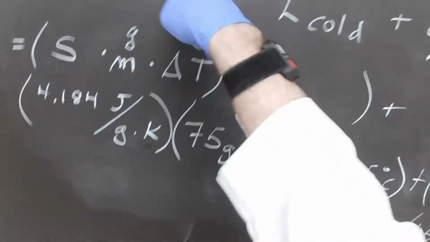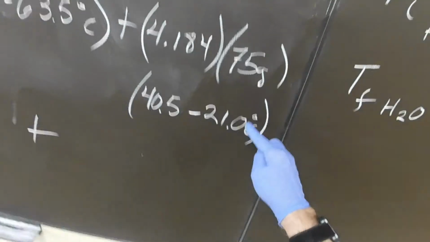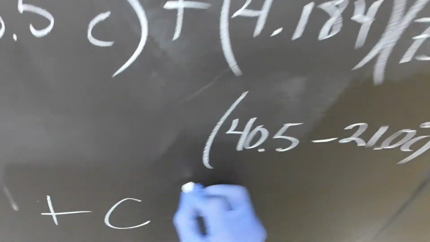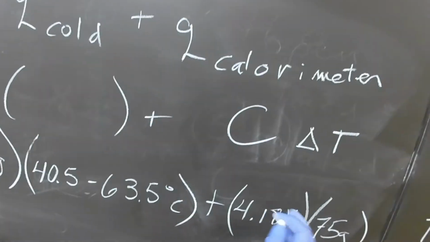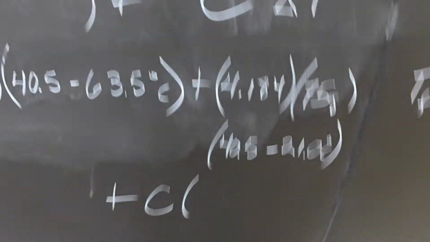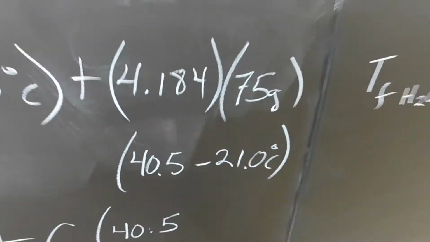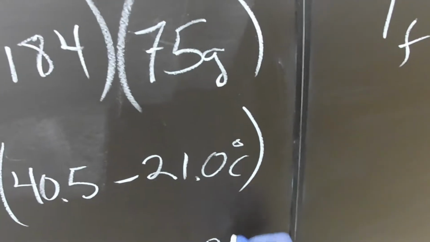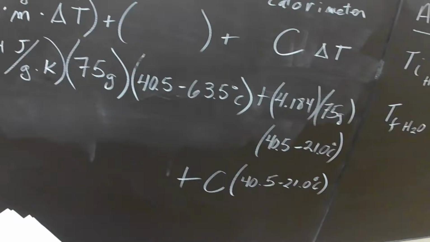Then our last term, right? So this is that term, this is this term. Let's see, this is that term, this is that term, and this is unknown times delta T for cold water because the calorimeter and the cold water were together initially. So this one is 40.5 minus 21.0 degrees C. Okay? So there's the problem set up.